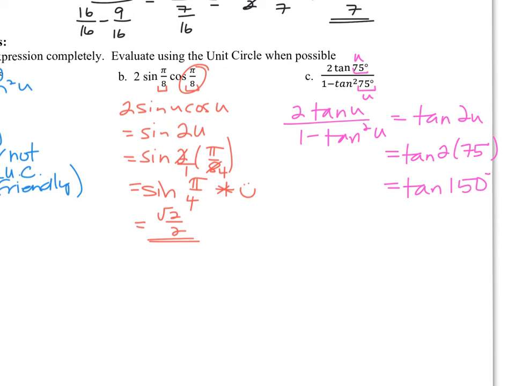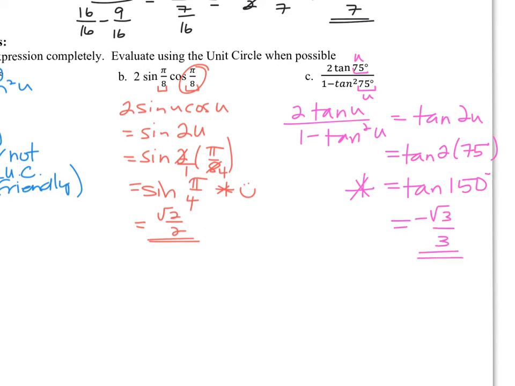Then think about unit circle. Oh yeah, that's a unit circle friendly answer. At 150 degrees, you may have to go back to your unit circle to answer this one. Tangent is going to be negative square root 3 over 3.